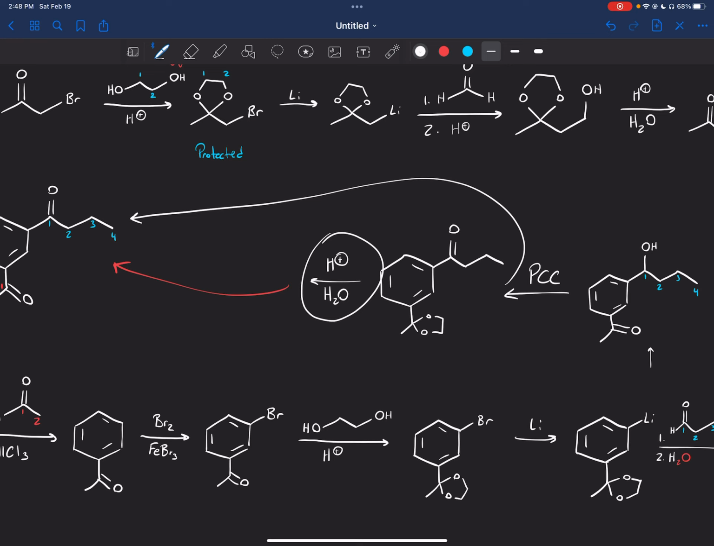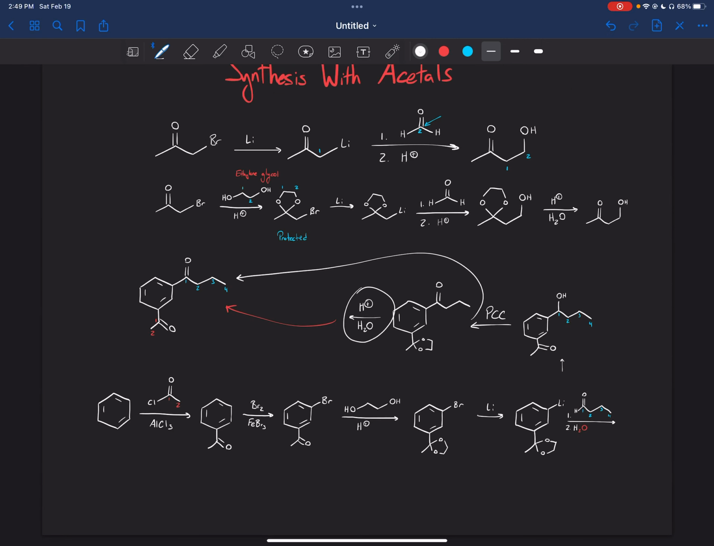So you can use it as a shortcut, but you can also inadvertently make a mistake if you're not careful about using acid and water. So just be a little bit mindful of that to make sure you're not making any mistakes in your synthesis.